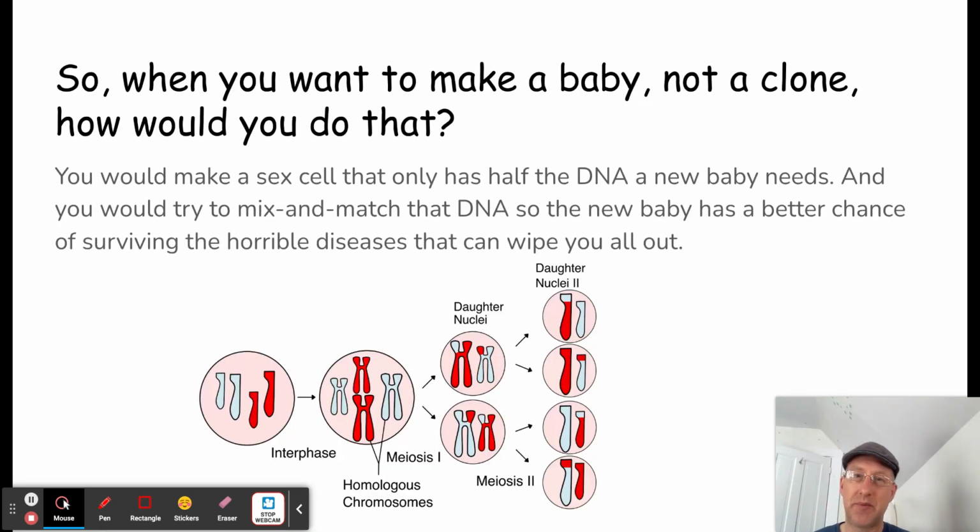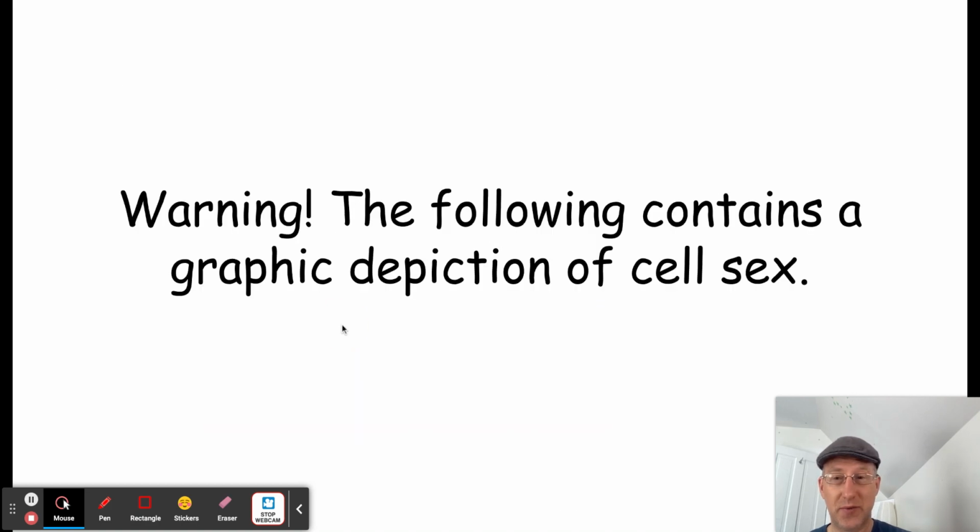So when you want to make a baby, not a clone, how do you do that? You would make a sex cell with only half as much DNA. So you start, you make a little clone of yourself, but then you switch it up, and so you only have half the DNA. Then you give half the DNA, and the other person gives half the DNA, and suddenly you've got a lot of DNA, enough DNA for another human being.